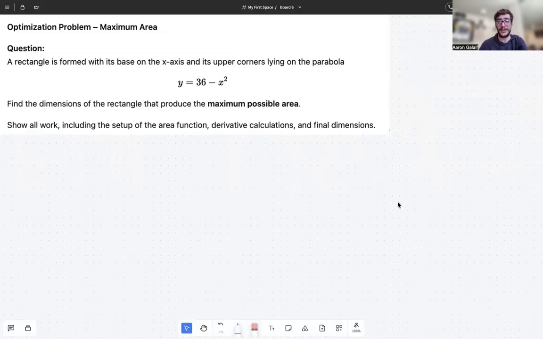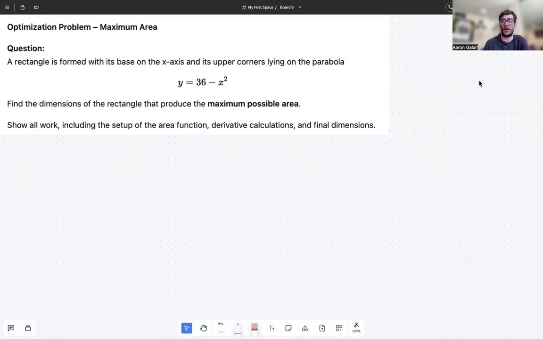Hello. In this video, we're going to go over how to solve an optimization problem looking for the maximum area. In our question, we have a rectangle formed with its base on the x-axis and its upper corners lying on the parabola y equals 36 minus x squared. Find the dimensions of the rectangle that produce the maximum possible area.